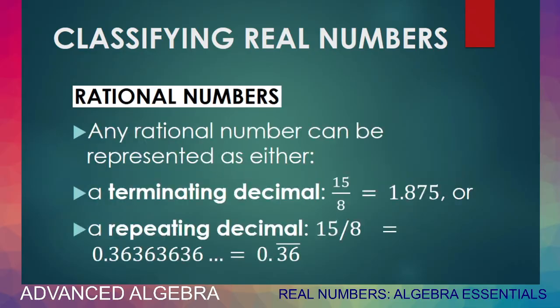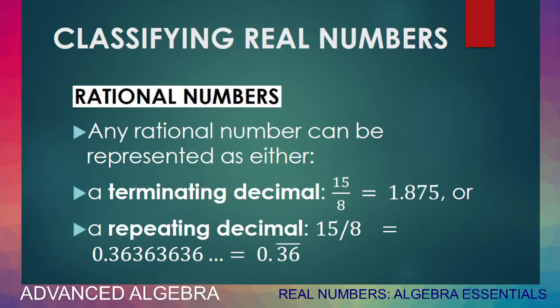Okay, so next. Any rational number can be represented as either a terminating decimal, so 15 over 8 is equal to 1.875, or a repeating decimal, like 0.363636 with an ellipsis. Pwede natin siyang isulat as 0.36 with a vinculum on top. Kaya yung sinabi ko kanina about sa fraction bar, pwede may iba't ibang gamit yon.